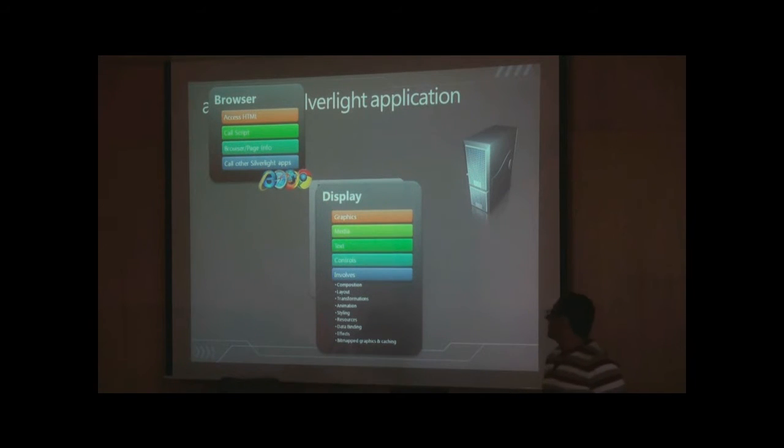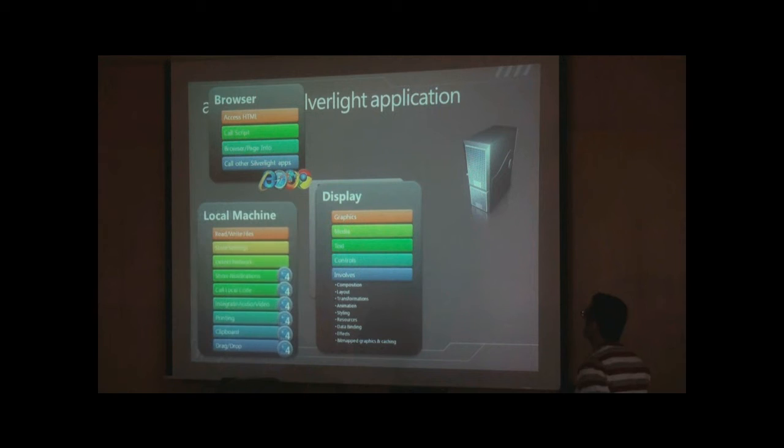You can call JavaScript and vice versa, and your JavaScript or HTML elements can access your Silverlight application. Regarding the local machine, as we said, you have limited access to local files. You can read and write files. You can detect network changes. Starting from Silverlight 4, you can show notifications on the taskbar. You can print. You can integrate audio and video devices like webcams and mics on the machine.